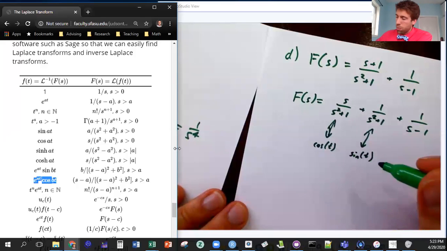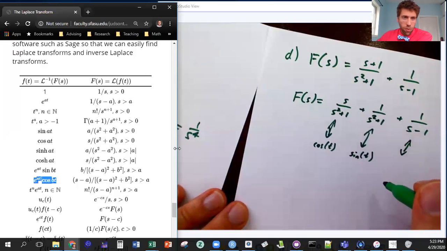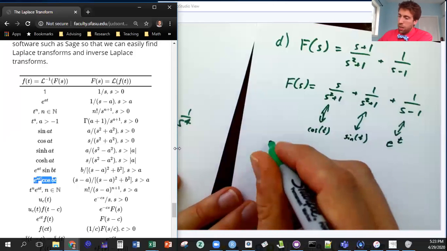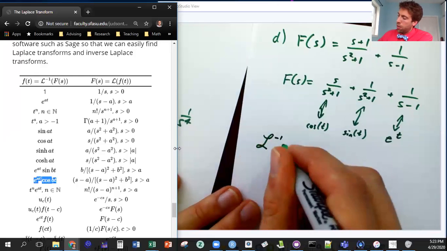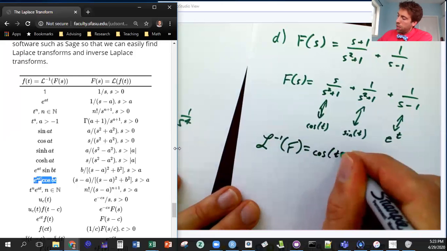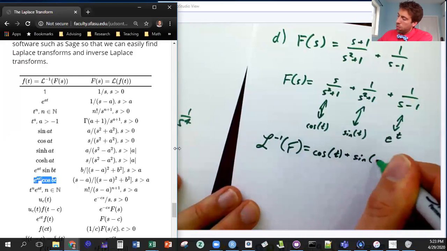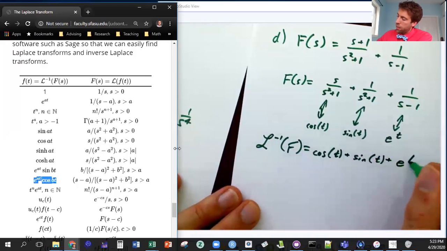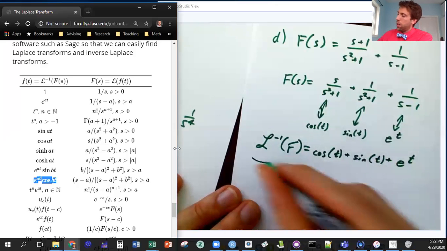And this one corresponds to 1 over s minus 1, e to the t, with a equals 1, so e to the t. Okay, so that means the inverse Laplace transform of capital F equals cosine of t plus sine of t plus e to the t. Okay? All right, our last one is part E.